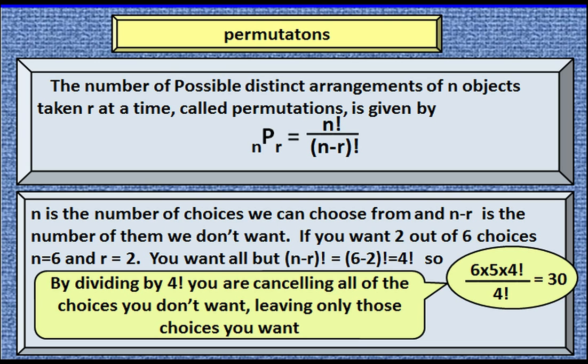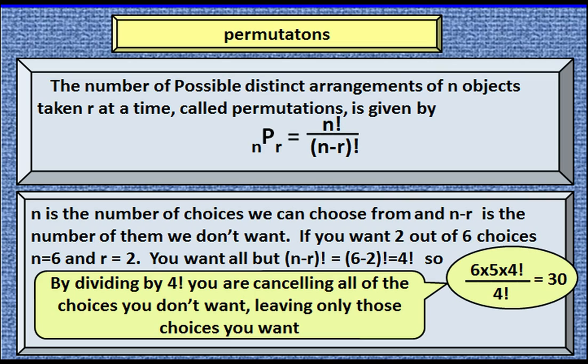The number of possible distinct arrangements of n objects taken r at a time is called the permutation, and it is given by the formula nPr is equal to n factorial divided by the quantity n minus r factorial.